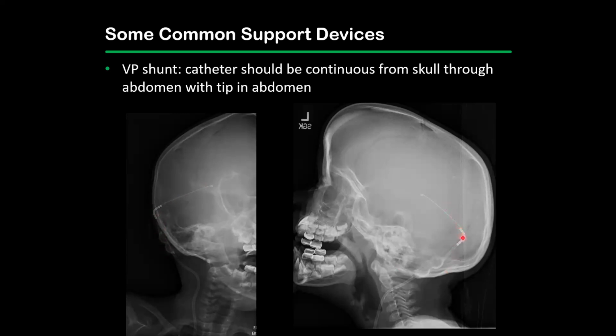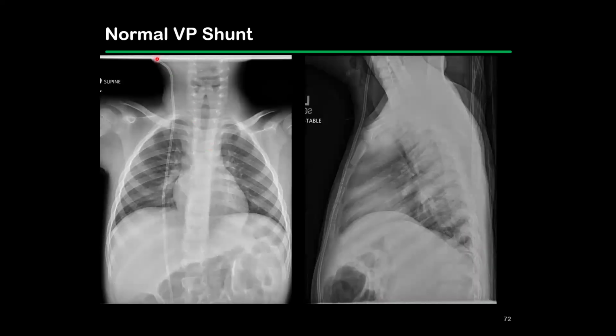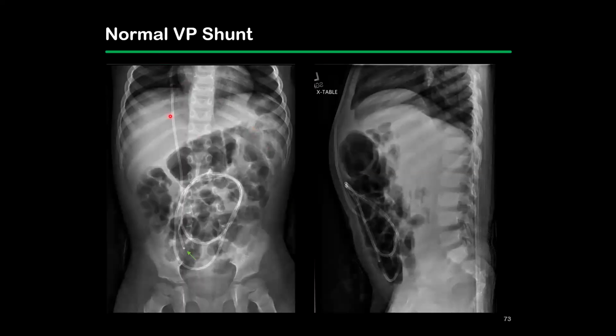We usually get two views to make sure it's continuous on both. We can see this whole piece is continuous as we come onto the neck. Again, continuous the whole way, appropriately positioned on the lateral radiograph. And then here it is with the tip in the right lower quadrant. On our lateral radiograph, the intra-abdominal portion should actually be in the abdomen. So here's the abdominal wall. You want to make sure it's within the abdomen, but this is all very appropriate.